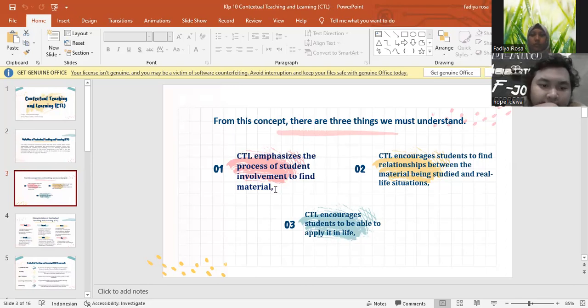And the third, contextual teaching and learning encourages students to be able to apply it to life. So after they have a connection between their knowledge and real life situations, with this contextual teaching and learning, the students can apply what they get to their daily life.